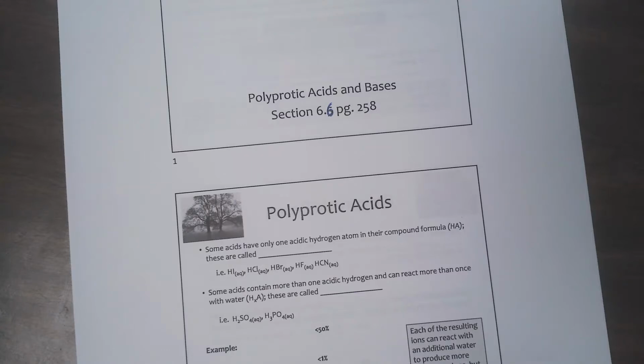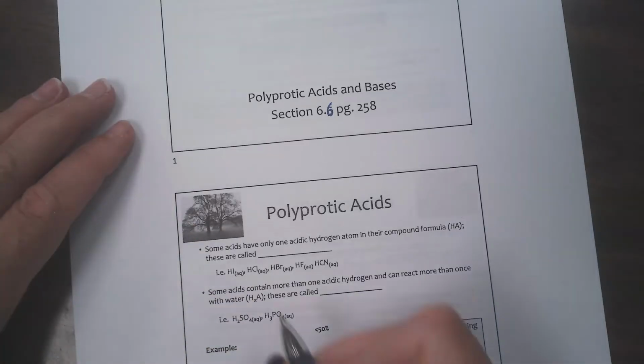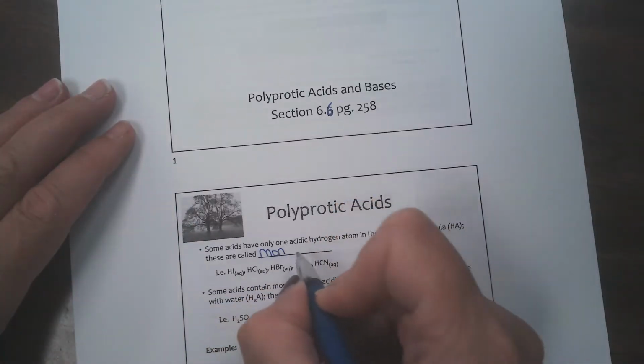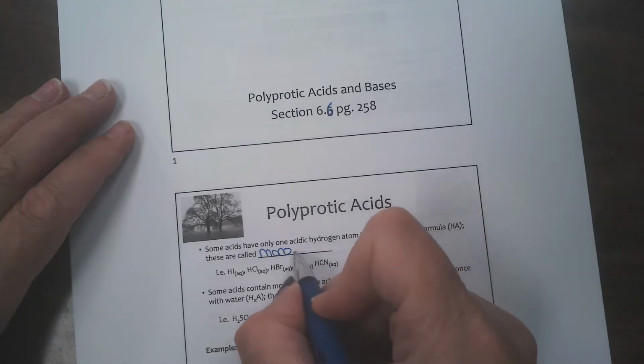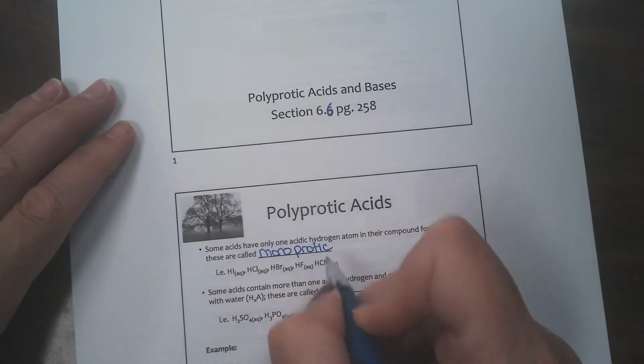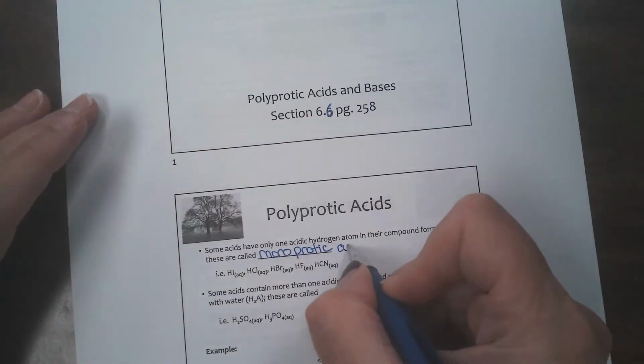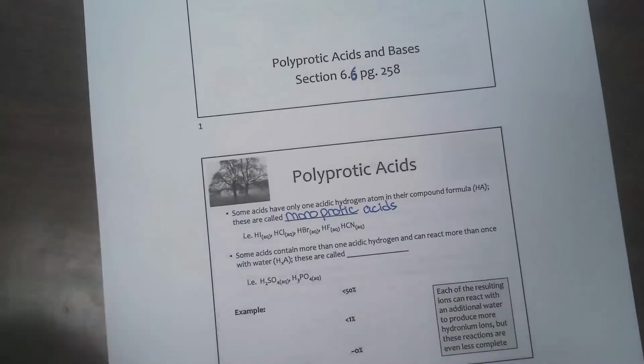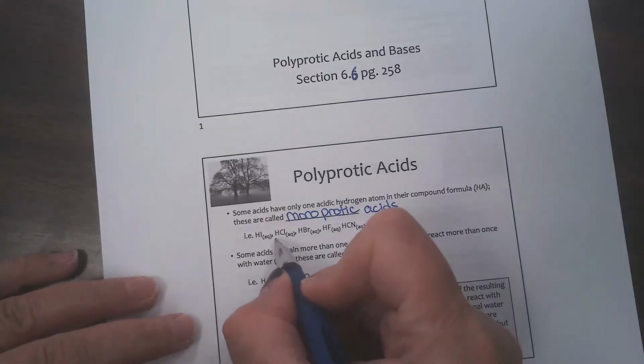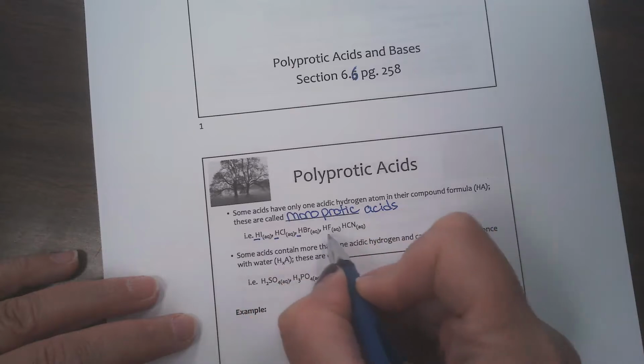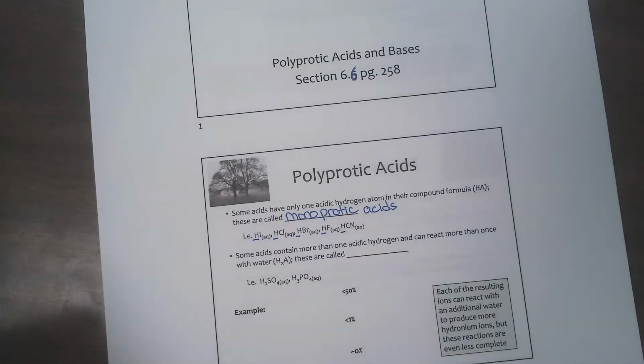Okay, polyprotic acids. This is really not that complicated. Polyprotic acids, polyprotic bases, poly meaning more than one. So monoprotic are only one acid or one hydrogen or one hydroxide. Monoprotic acids have only one hydrogen. Hydroiodic, hydrochloric, hydrobromic, hydrofluoric, hydrocyanic acids are all monoprotic acids. They only have one hydrogen to donate. That's all they have.